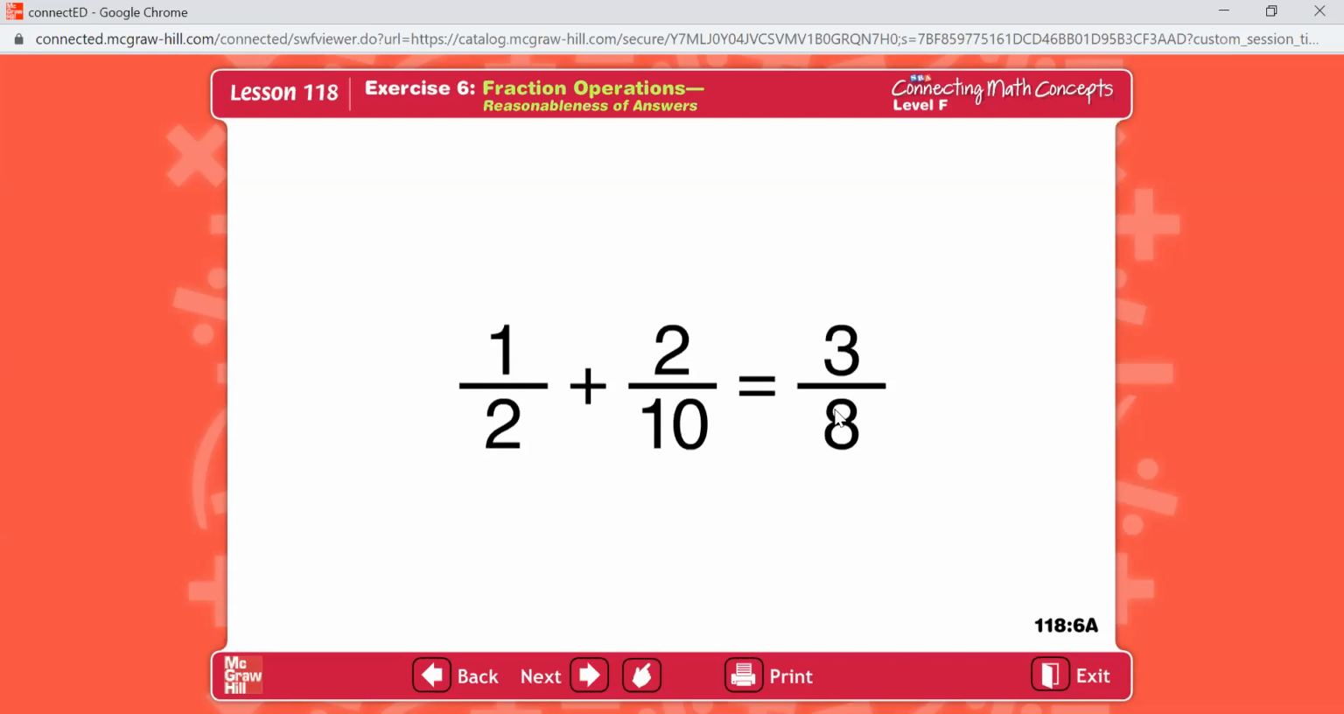3/8 is less than 1/2. And this is an addition problem, so that doesn't work. One half plus 2/10 should be more than 1/2. So the answer must be more than 1/2. It can't be 3/8 because 3/8 is not more than 1/2.